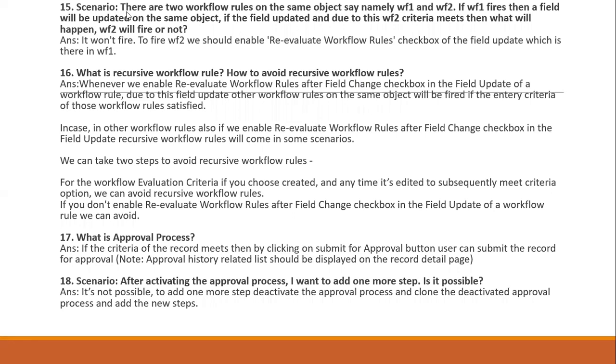Suppose there are two workflow rules on the same object, say workflow first and workflow second. If workflow first fires, then a field will be updated on the same object. If the field is updated and workflow 2 criteria are met, then what will happen? Will workflow 2 fire or not? If we want workflow 2 to fire, we should enable the re-evaluate workflow rules checkbox of the field update which is in workflow 1.